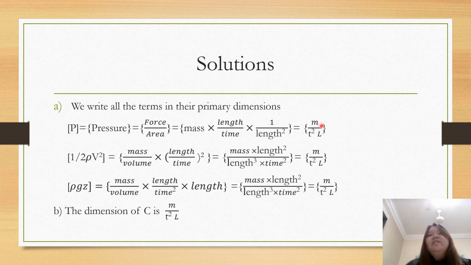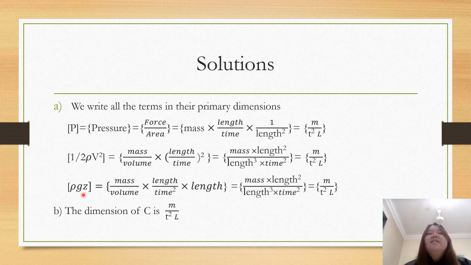So this is the final dimension we'll get. And the second one is 1 over 2 rho v squared. So it's mass over volume times length over time squared. So when we multiply all this, we'll get the same dimension as the first one, pressure also.